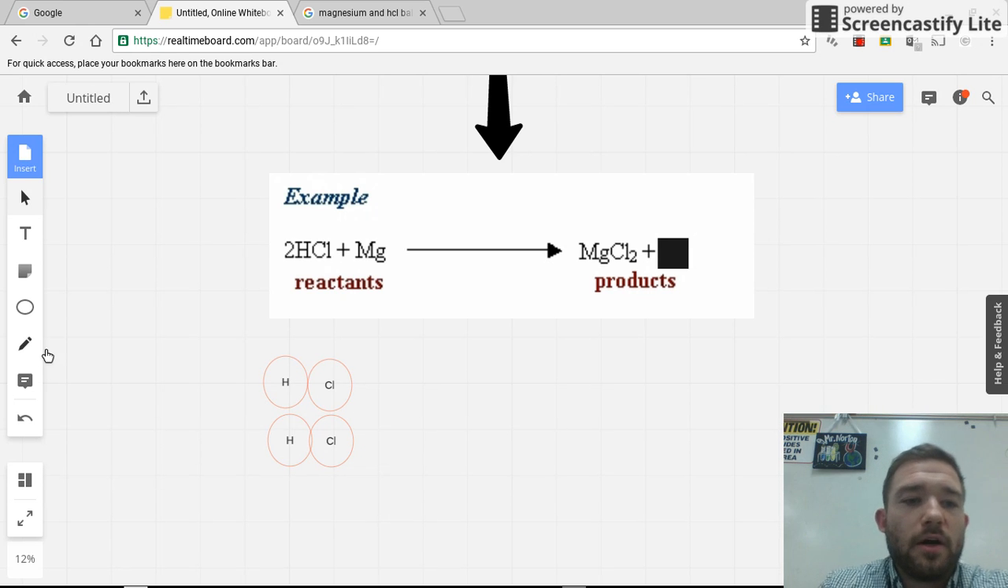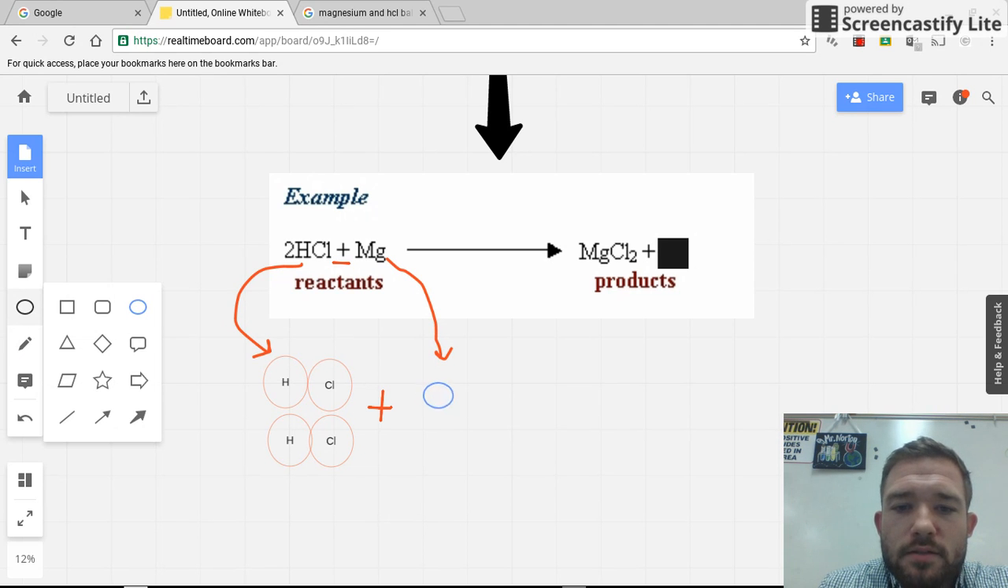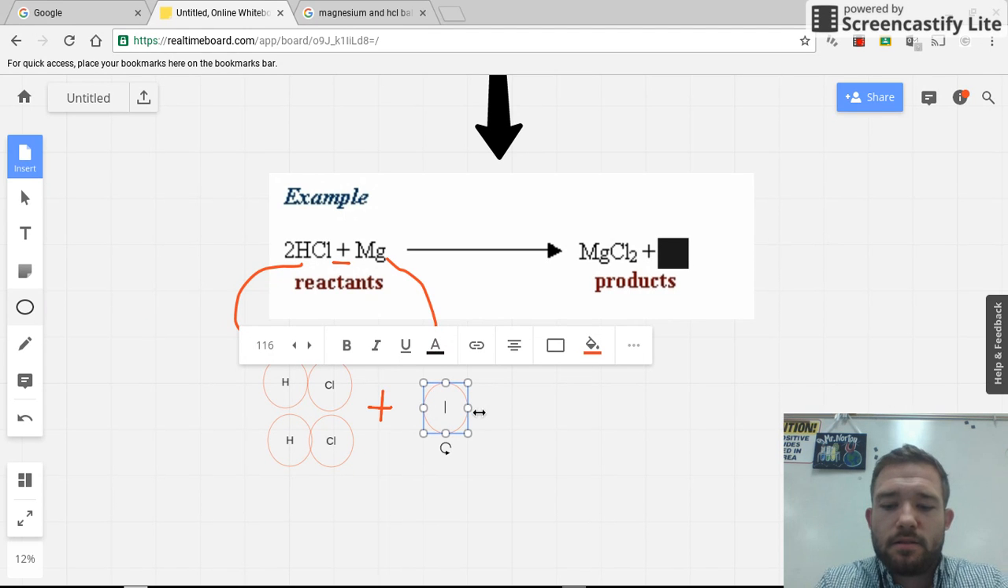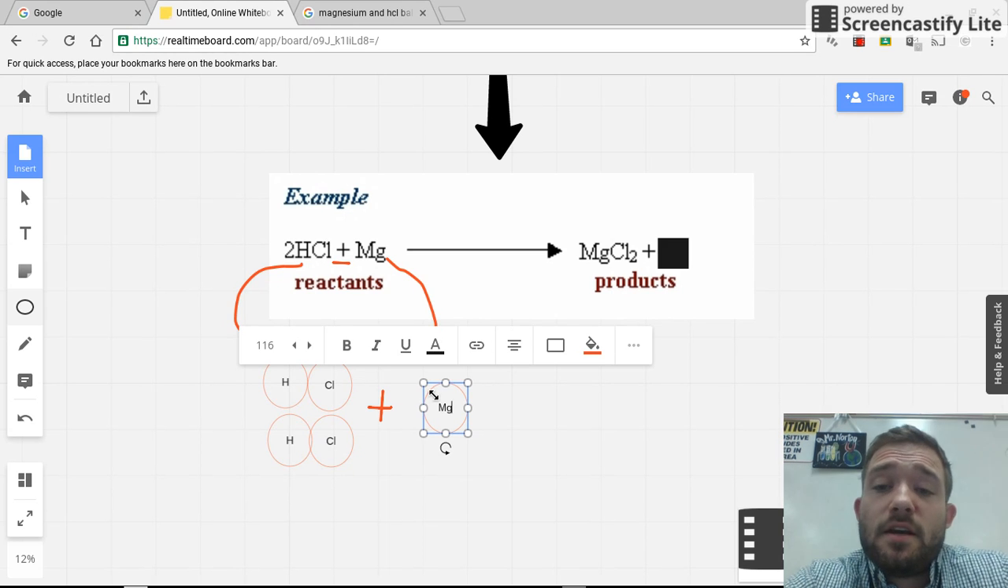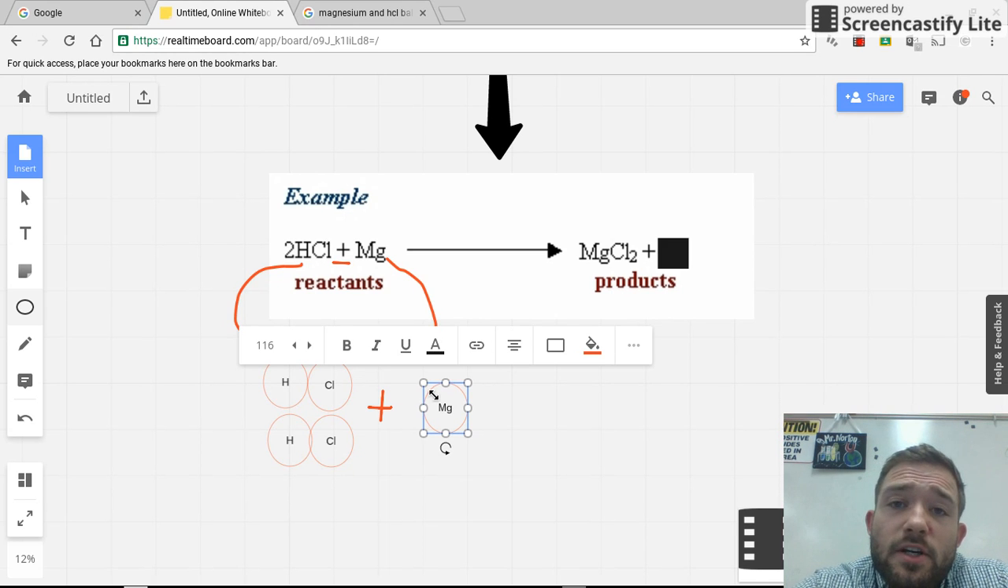But what about the other part? Well, I'm going to separate these by a plus sign just like they're separated up here. There's my plus sign. Here is my HCl. But what about my Mg, my magnesium? Well, magnesium, that is just one single atom of magnesium. That's all it takes, just one measly atom of magnesium. And that is going to stop the video for now. And when we return in video number 2, we're going to learn what happens in the products.